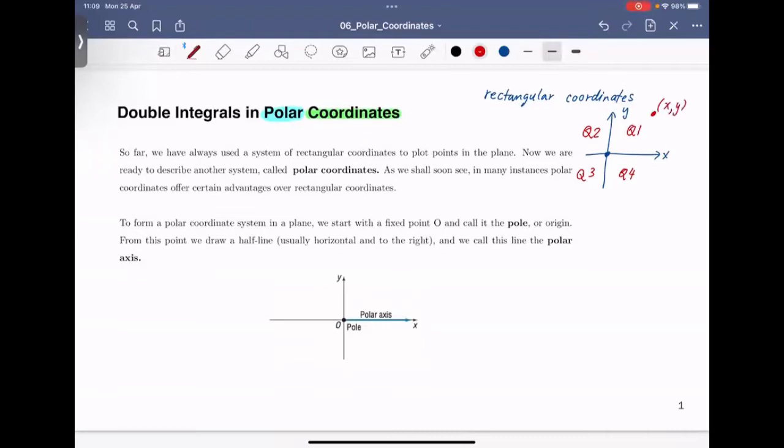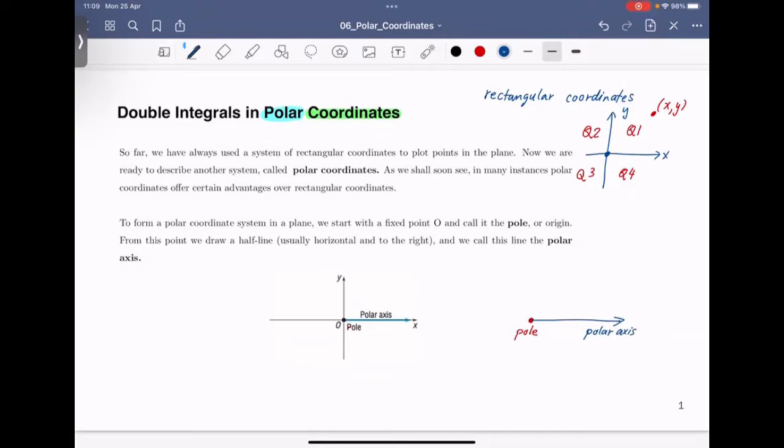Let's talk about polar coordinates. In polar coordinates, you're going to have only the origin here, which you're going to call the pole. Think of the origin: you have just a pole, like one point here. And then the axis that you have, you're going to have only this one, just going to the right. This one we call the polar axis. This is all you have for polar coordinates.